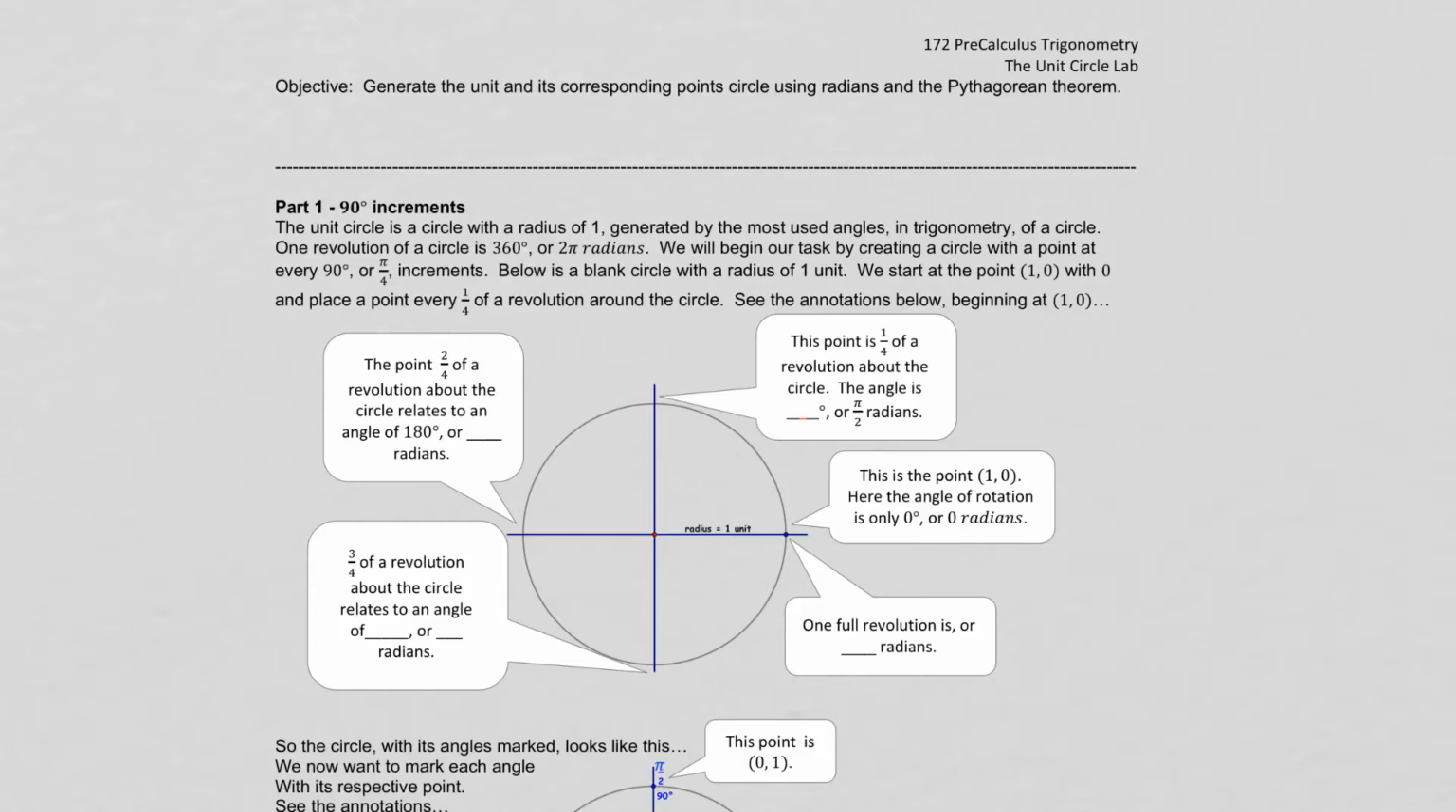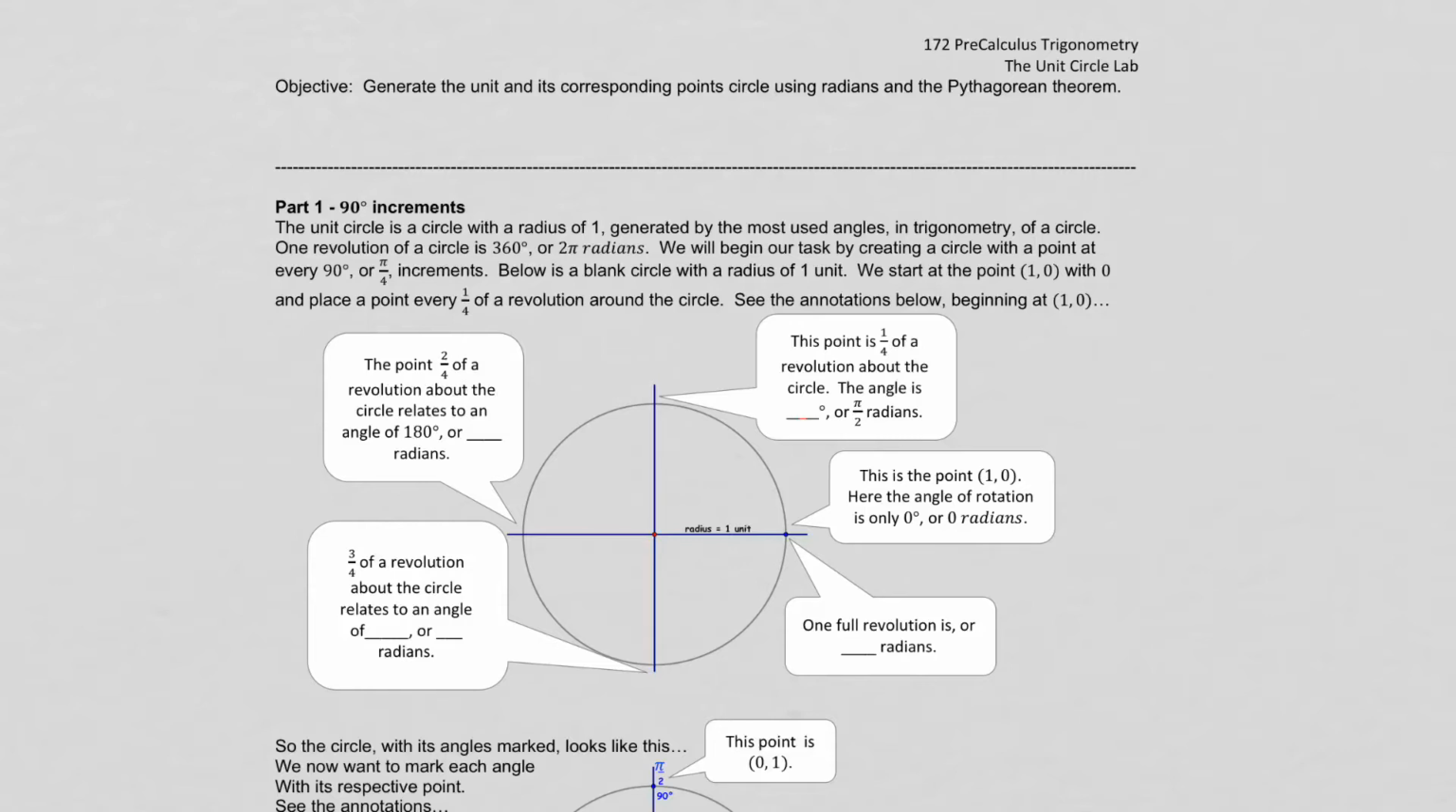It says, the unit circle is a circle with a radius of 1, generated by the most used angles in trigonometry. We're starting with the 90-degree increments. It says 1 revolution of a circle is 360 degrees or 2 pi radians. We will begin our task by creating a circle with a point every 90 degrees or pi over 2 increments. Below is a blank circle that we'll start with.